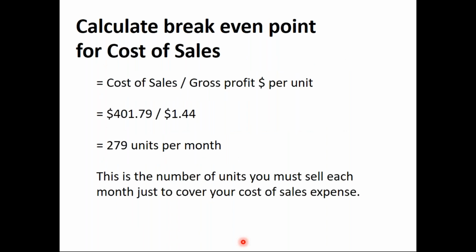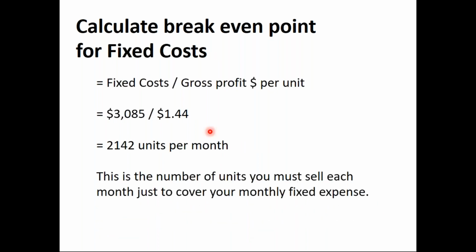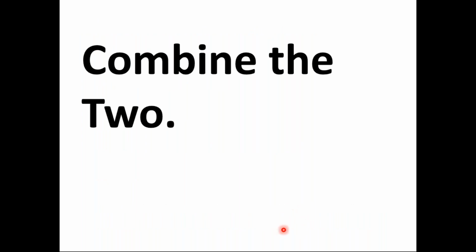So to calculate the break-even point, remember the figure for our cost of sales was $401.79 a month. We divide that by our gross profit per unit, and that gives us 279 units per month we would need to sell to break even on the cost of sales. If you take the other fixed costs, the example we had, $3,085 of fixed costs per month, divided by our gross profit per unit of $1.44, it gives you 2,142 units per month. There's just the dollars for that.